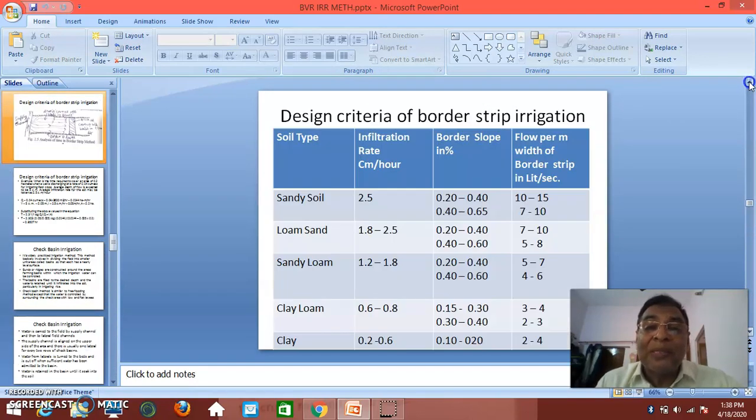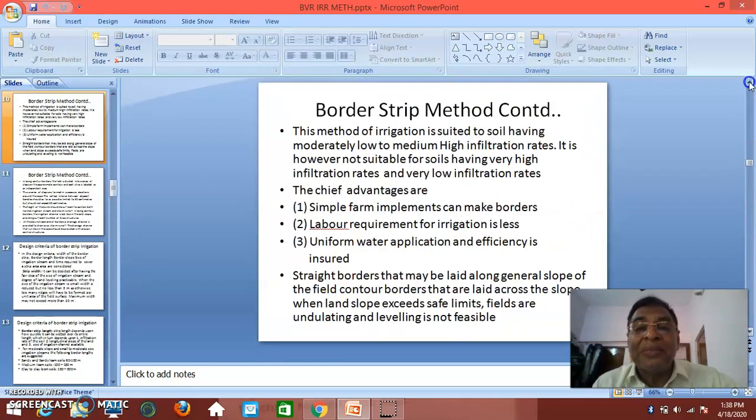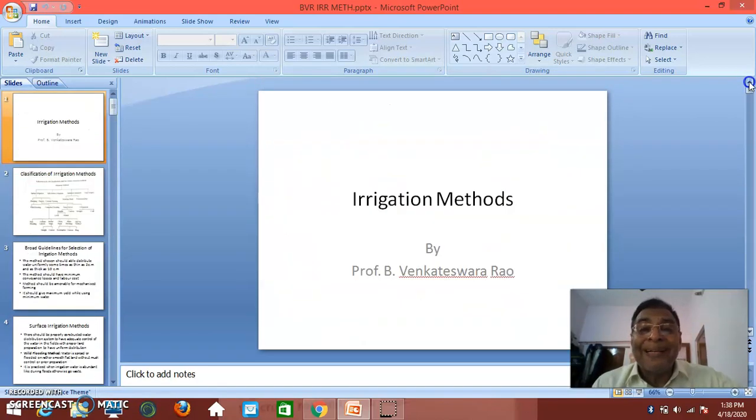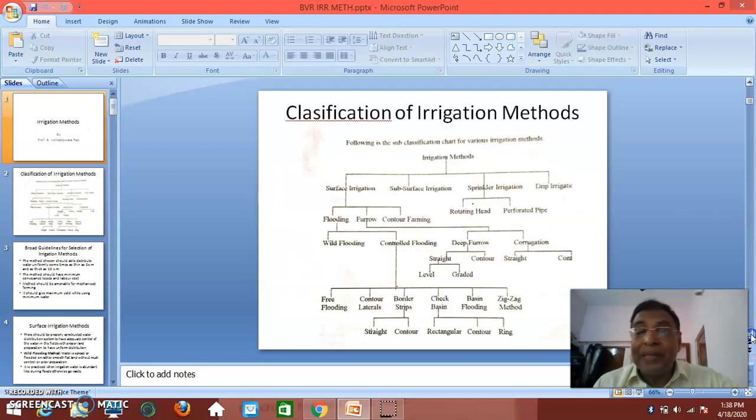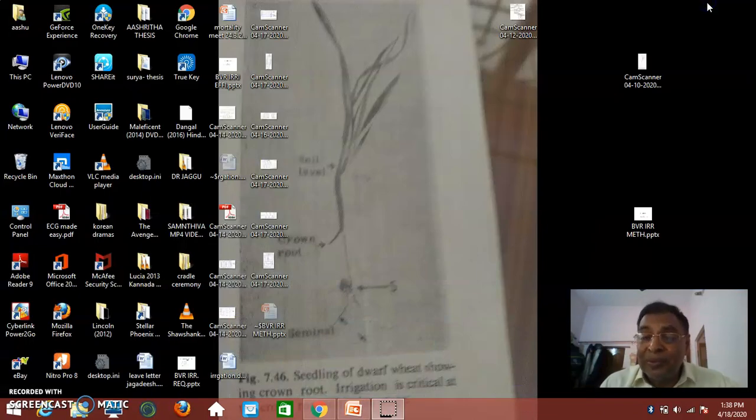If you go back to your original classification of these methods, you can see here we have check basin, rectangular, contour, ring. Zigzag is another one. Then we go for what is known as the furrow methods. That's also very important. So I will stop this video here, and then we will go for the furrow method later on. Thank you very much.